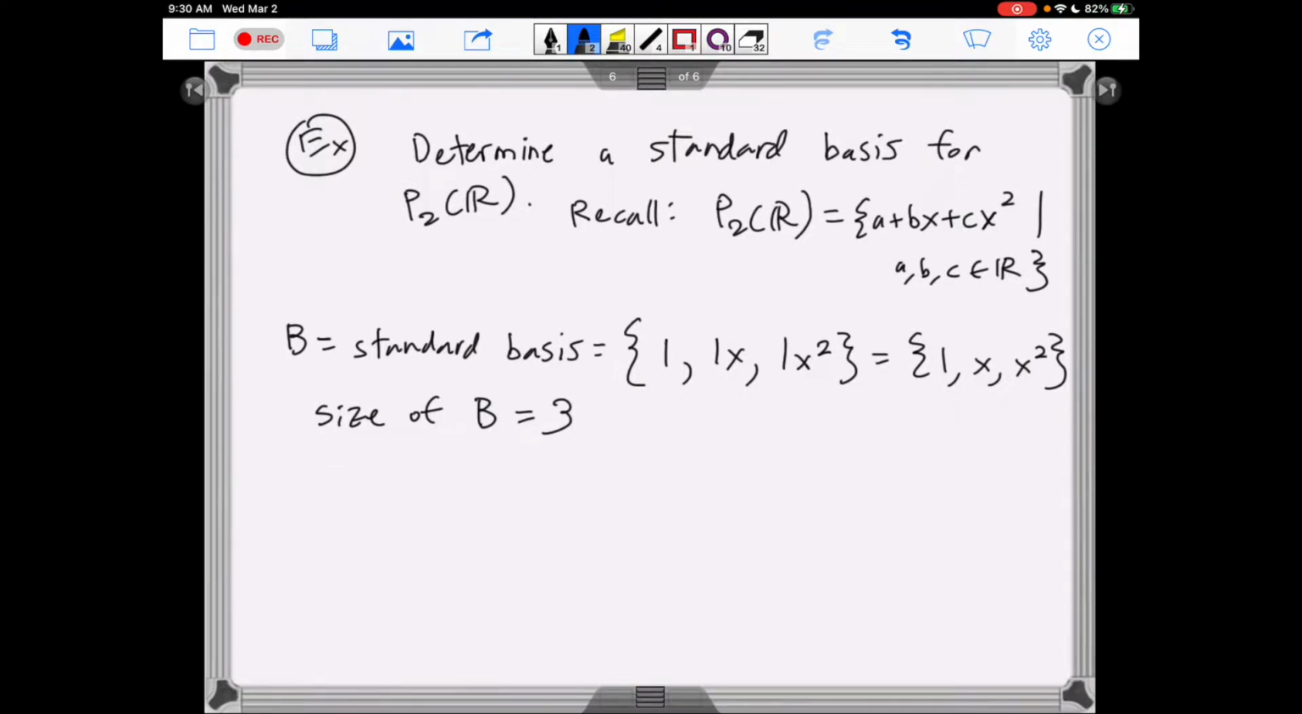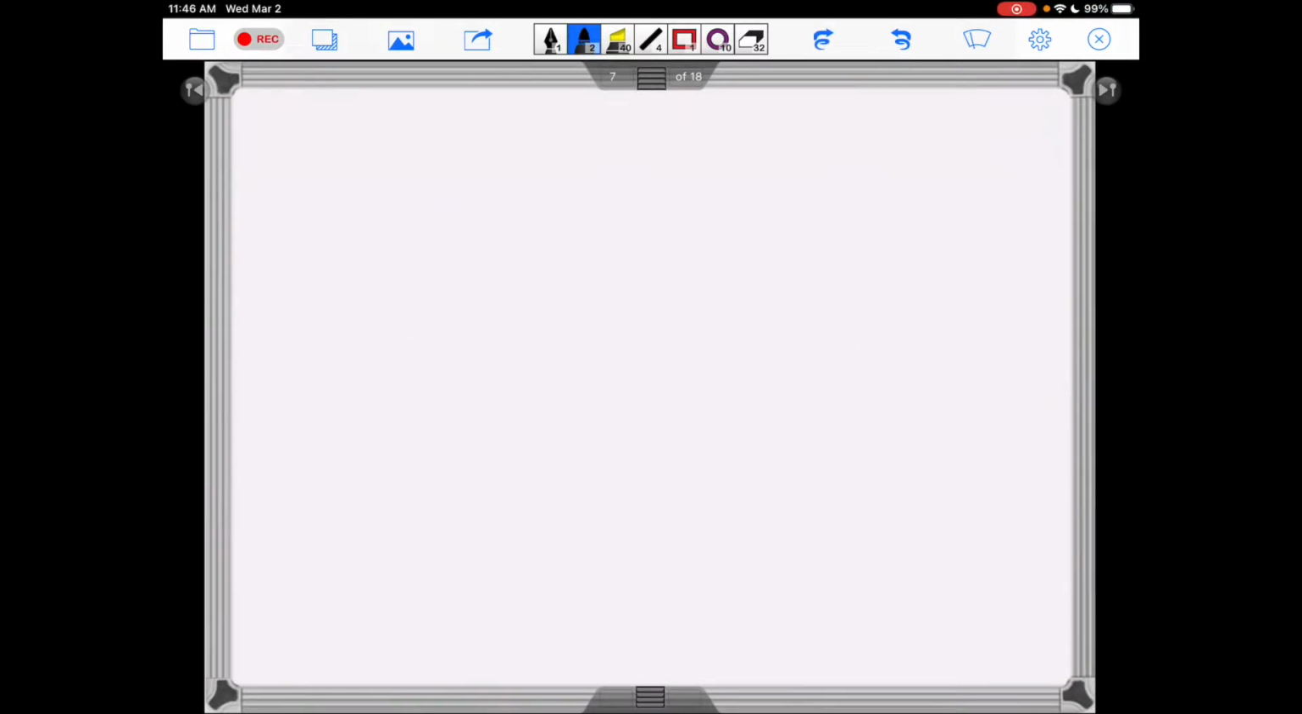So you may wonder, okay, is it true that a basis always has the same size for a particular vector space? That's a very natural question. So the next theorem and the next few things I write down are going to solidify this question once and for all. Okay, so let's look at the next theorem.